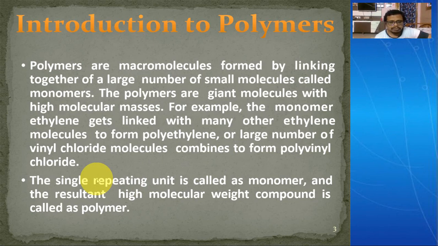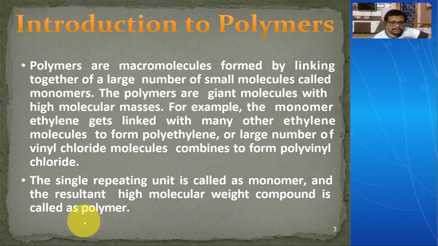So, what is a monomer? How can we identify a monomer? The monomer is a single repeating unit. The resultant higher molecular weight compound is called a polymer. So I ask a question: do all organic molecules form polymers? Do all organic molecules act as monomers? This is the question, and we are going to answer it in this video.